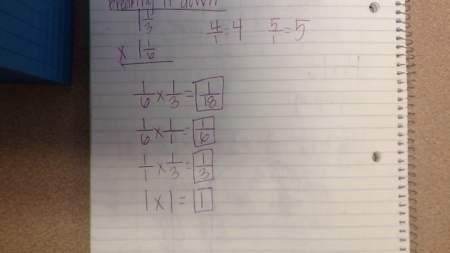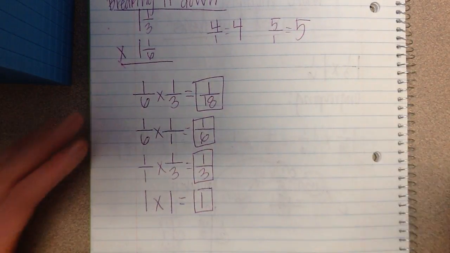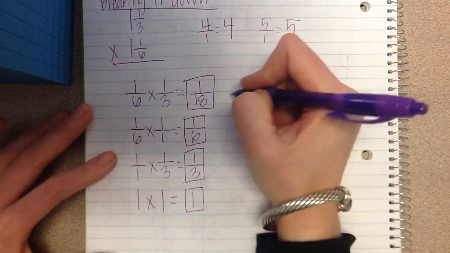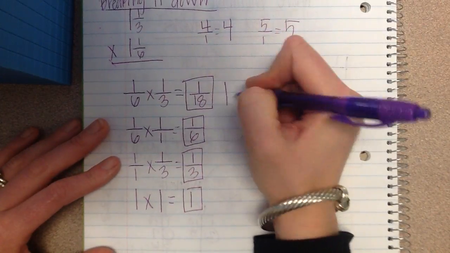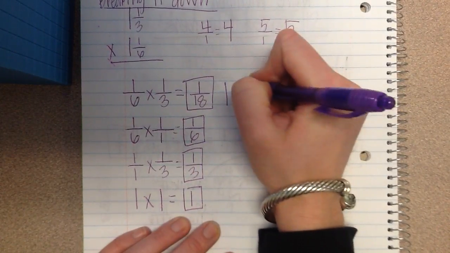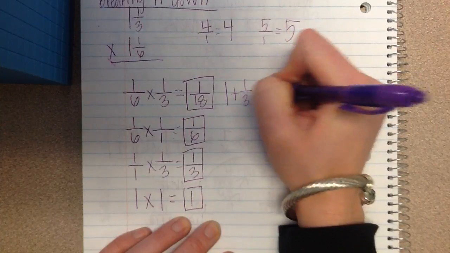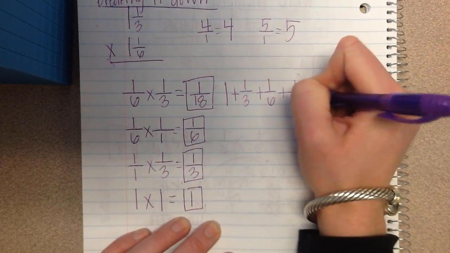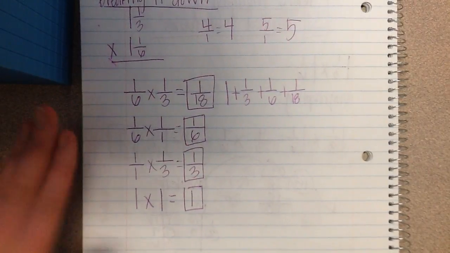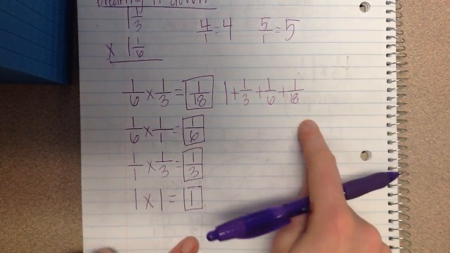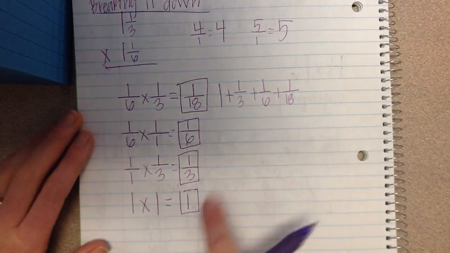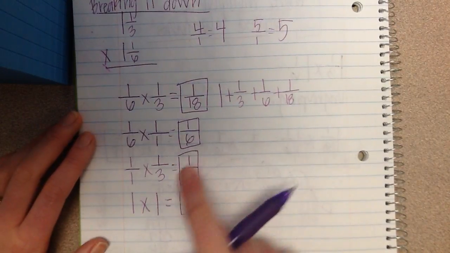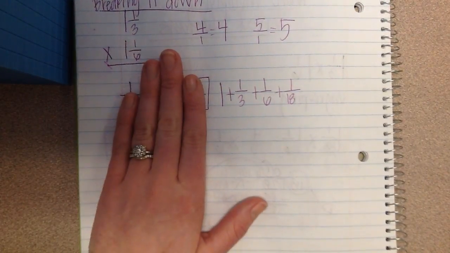Now what I need to do is I need to add them all up. Sorry, I had to get some water. So 1 plus 1/3 plus 1/6 plus 1/18. Okay, so all I did is just write them in a straight line. These right here, 18's there, 6 is there, 1/3 is there, 1 is there, okay?